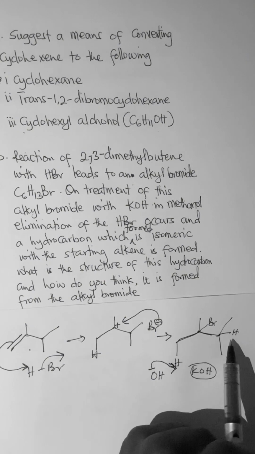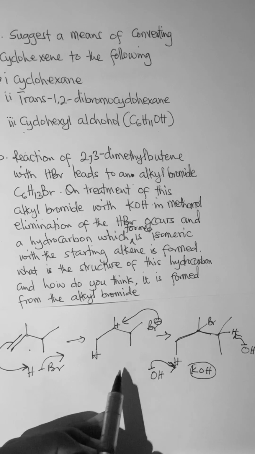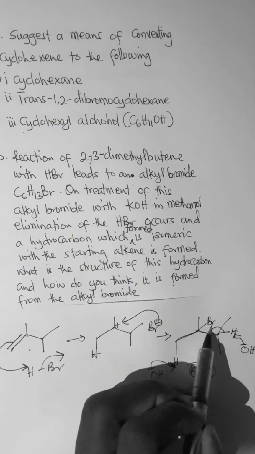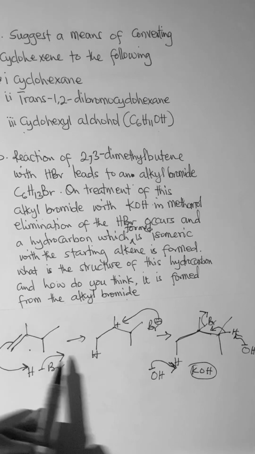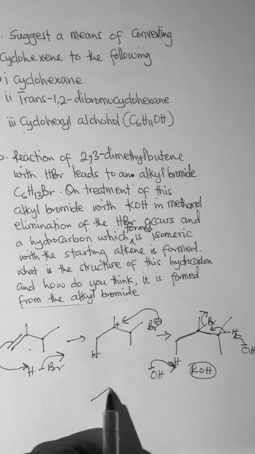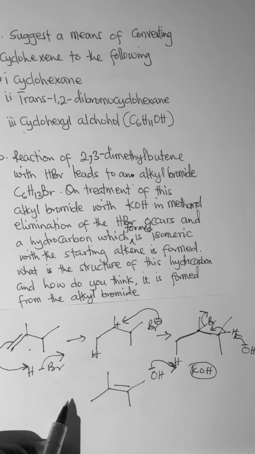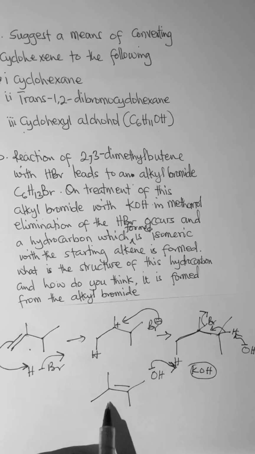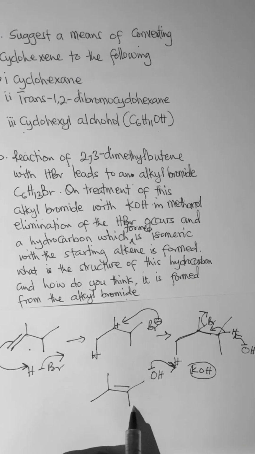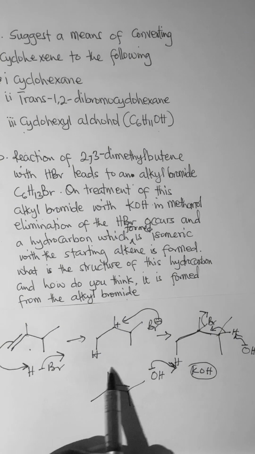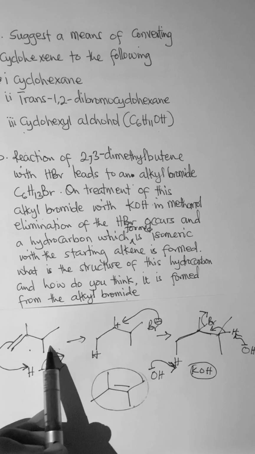Or another thing that could happen is the OH minus could pick this proton. When it picks this proton, these bonds will be moved here, which will cause this one to leave. When it leaves, we are going to form this kind of molecule. This is the molecule we are going to form. Instead of a 2,3-dimethyl-1-butene, we are going to form a 2,3-dimethyl-2-butene. Now, you see that 2,3-dimethyl-2-butene is an isomer of 2,3-dimethyl-1-butene.